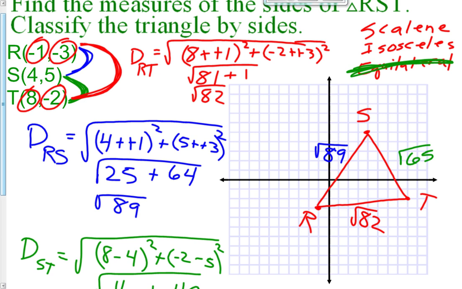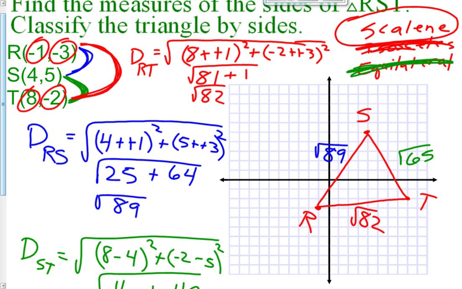Square root of 89 and square root of 82, they're pretty close to each other. They're both right around 9 units. Can I say that it's isosceles? No, I cannot. You cannot say it's isosceles unless two sides are exactly equal to each other, unless they're congruent. So it's not isosceles because all three of those are different lengths. So this is a scalene triangle.